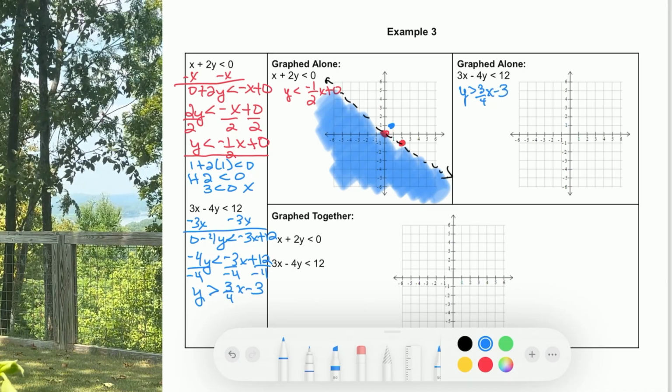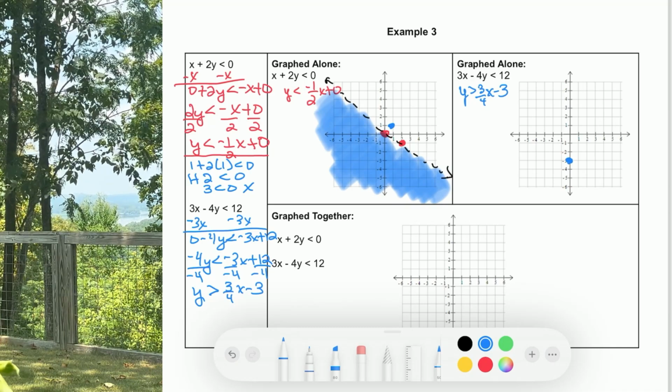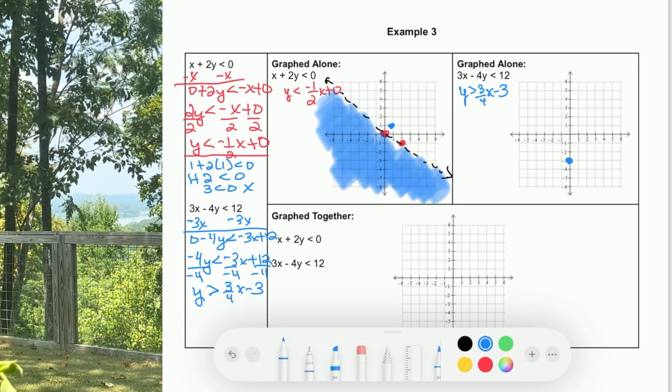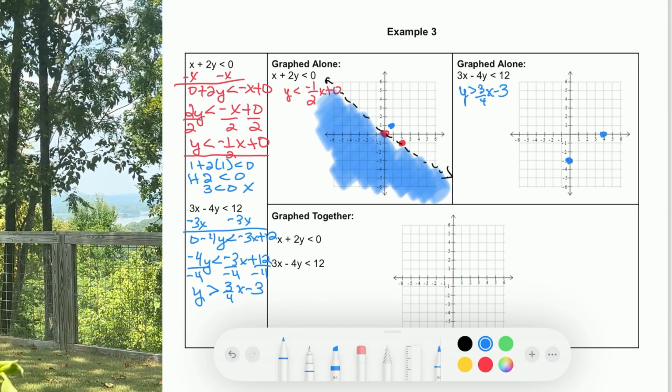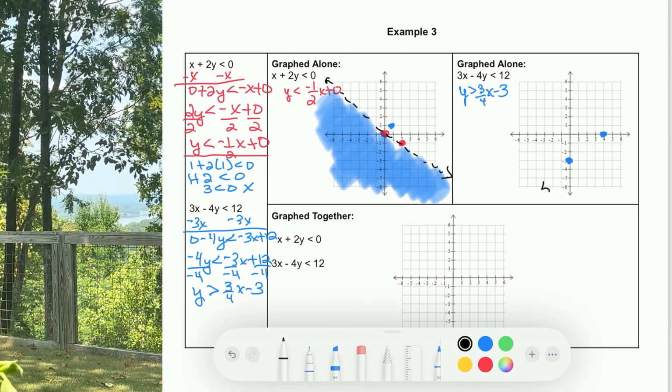Let's go ahead and plot that one. So I'm going to go down to negative 3. Use my slope to find my next one. So I'm going to go up 3 and run 4 to here. This one is also a dotted line because of the inequality.